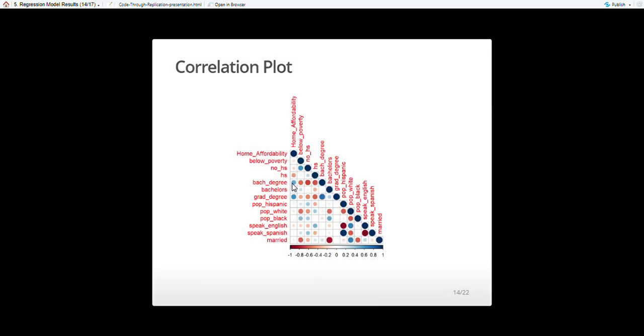Now let's investigate the correlation plot. This correlation plot analyzes the relationship between home affordability and population Black.